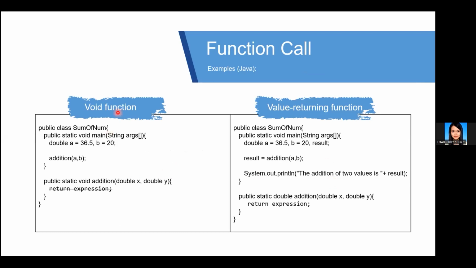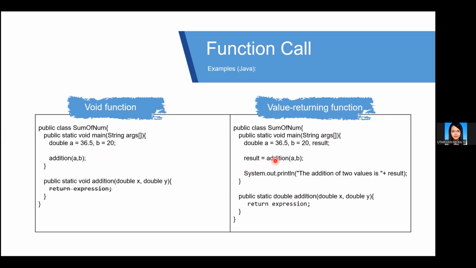For a void function, you see that we don't need to include any return expression, which means no need to include any return statement to return the value to the function caller. Okay, and then for a value returning function, the same thing here, you have to make sure that you have indicated the return type, and then you have to include the return statement here to return the return value to the function caller in the main function. Okay, so the concept is the same actually.